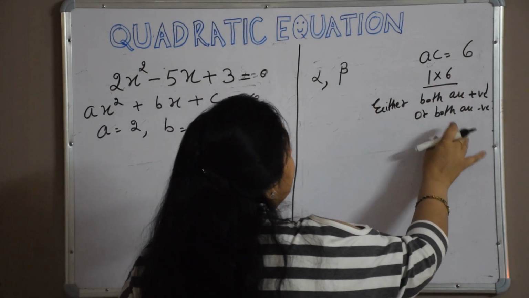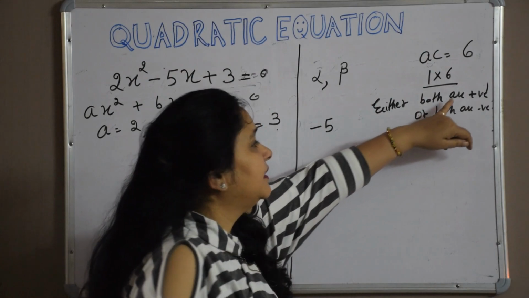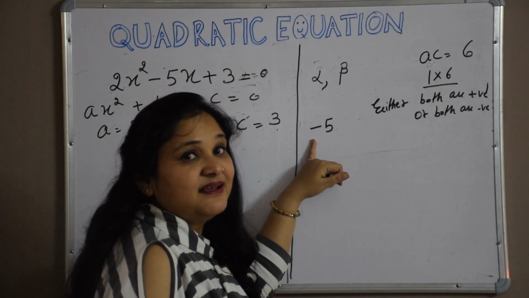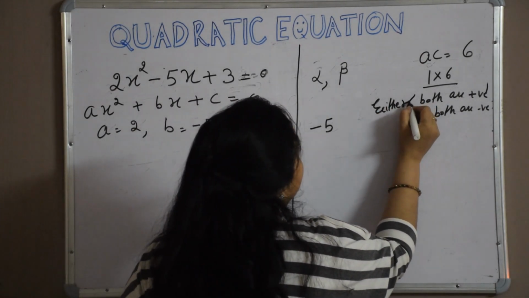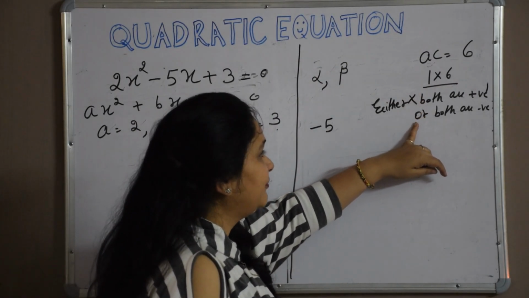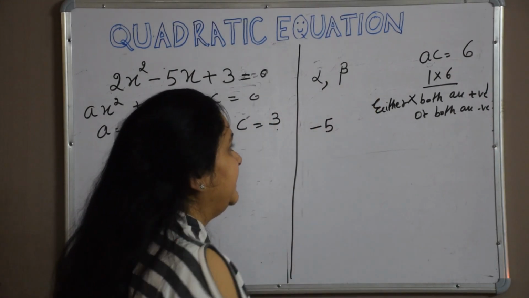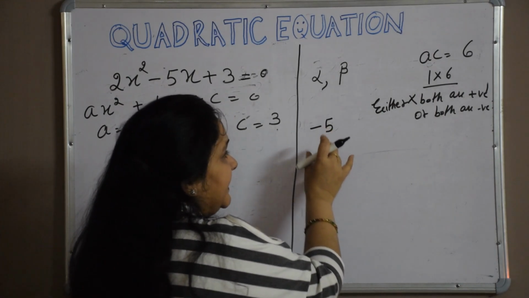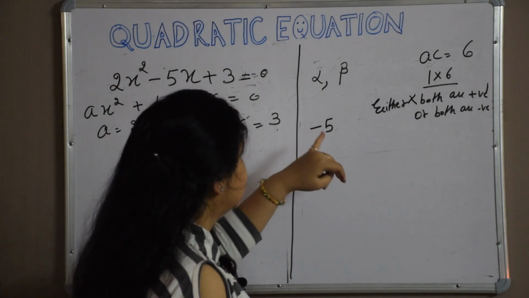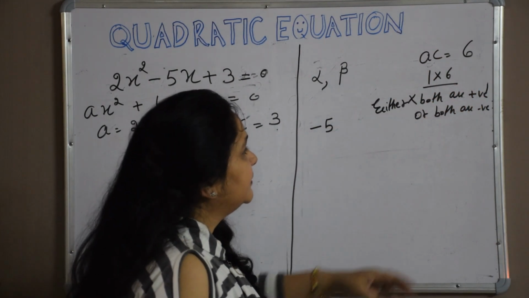Now we will see minus 5. If both are positive, then we add two positive numbers, we can never get minus sign. So here this is ruled out. Both are positive is not possible, so only possibility is left that both are negative. So we have to choose alpha and beta like this, that both should be negative and their sum should be minus 5 and their product should be 6. I think it is clear to you now.